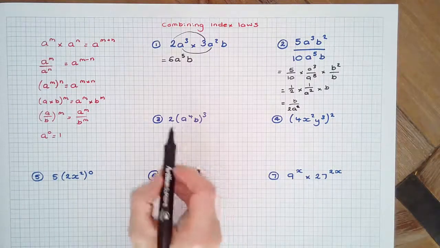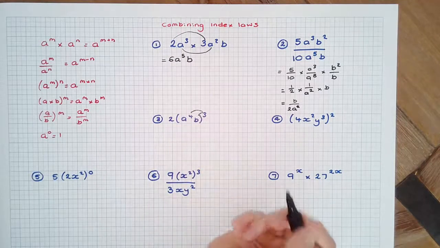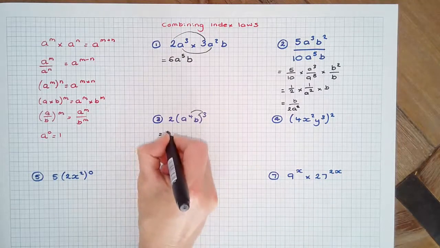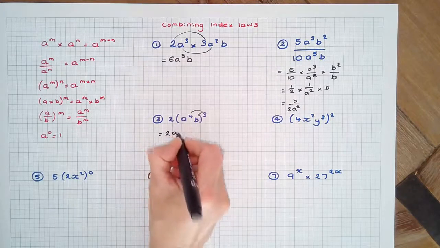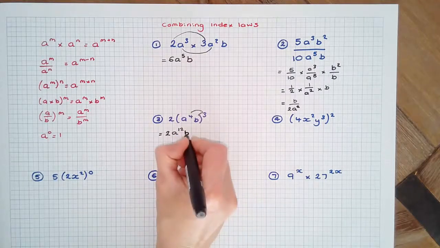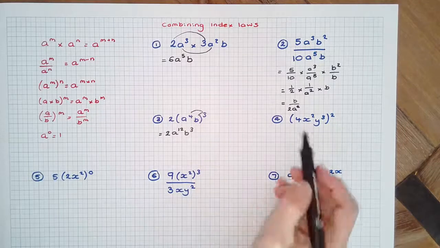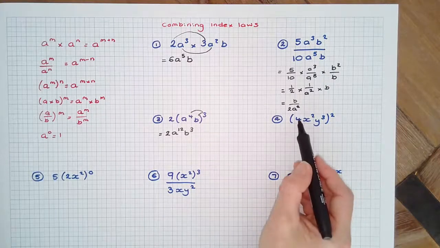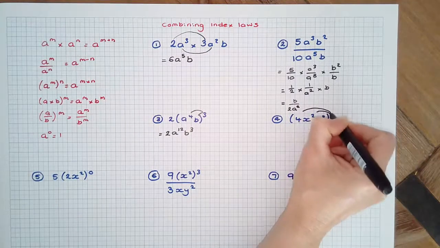Question 3. Here we have products of powers, and we're going to multiply in. So we've got 2 times a to the power of 4 times 3 is 12, so the index 12, and b 3. Easy. Question 4. This time the number is in the brackets, so we also need to multiply the powers in.